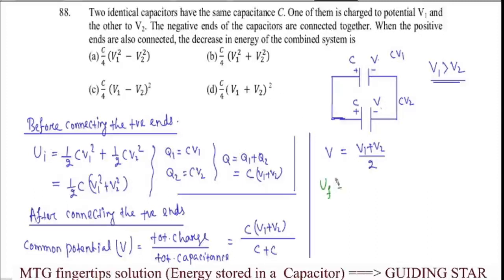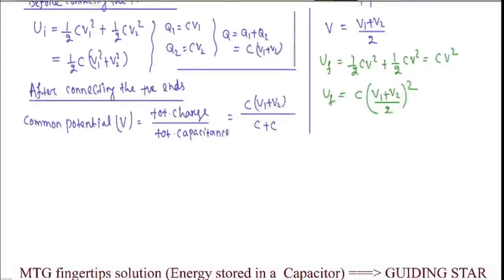So it will be the final energy. So final energy in this particular system will be equal to half, for the upper capacitor it will be half CV square, and for the lower capacitor it will be half CV square. So that means it will be CV square. So that can be written as C, but this V is nothing but the common potential. That means it can be written as C into V1 plus V2 divided by 2 whole square. So this is the final energy. Clear? After connecting or after the redistribution of charges.